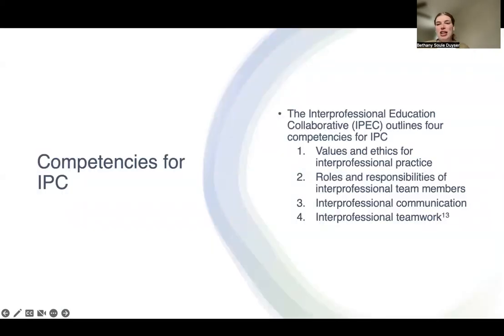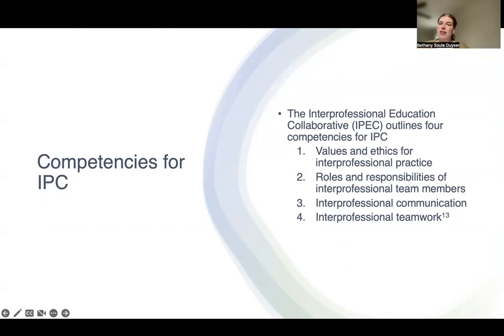The Interprofessional Education Collaborative, IPEC, which includes credentialing bodies for both nursing and medical training, outlines 4 key competencies to demonstrate effective interprofessional collaboration. So there are 4 categories of things that are required of you to act as a physician who's competent in interprofessional collaboration.